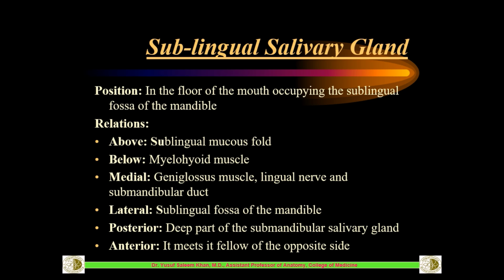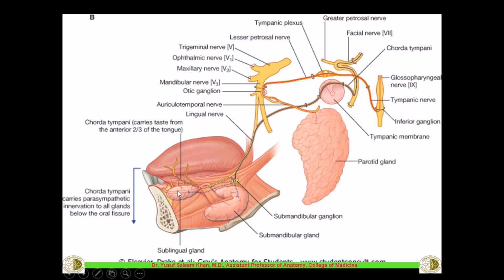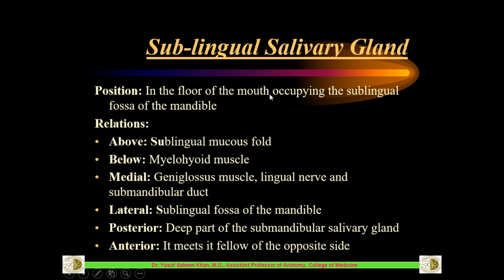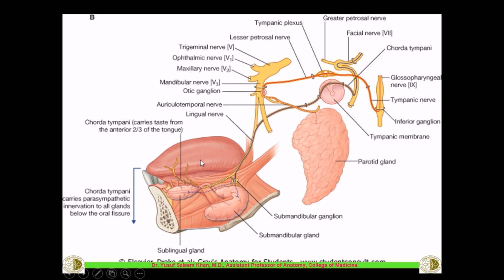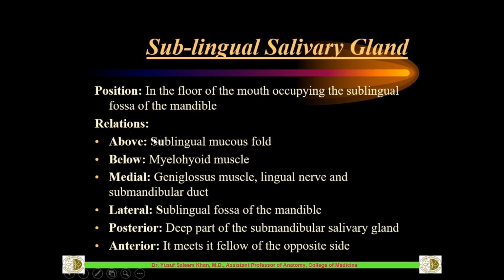Next, coming to the sublingual salivary gland. This is also in the floor of the mouth, occupying the sublingual fossa of the mandible. Here you can see this is a small gland. Here all the three glands can be seen: the parotid gland, the submandibular gland, and the sublingual gland. It is called sublingual just because it is just below the lingua, that is the tongue. Here will be the sublingual fossa, a small fossa above the mylohyoid line, and this gland will be occupying it.